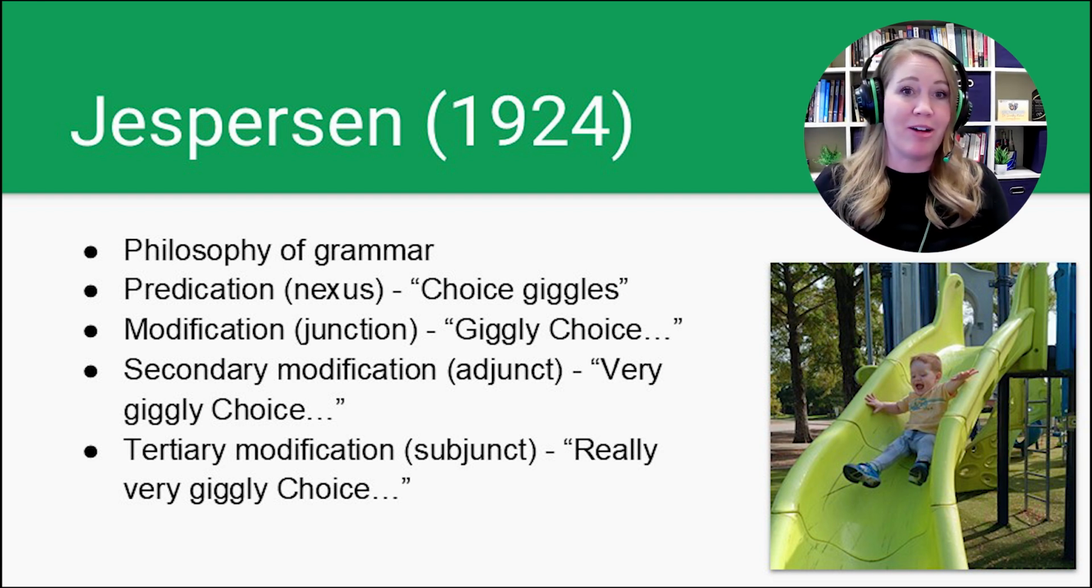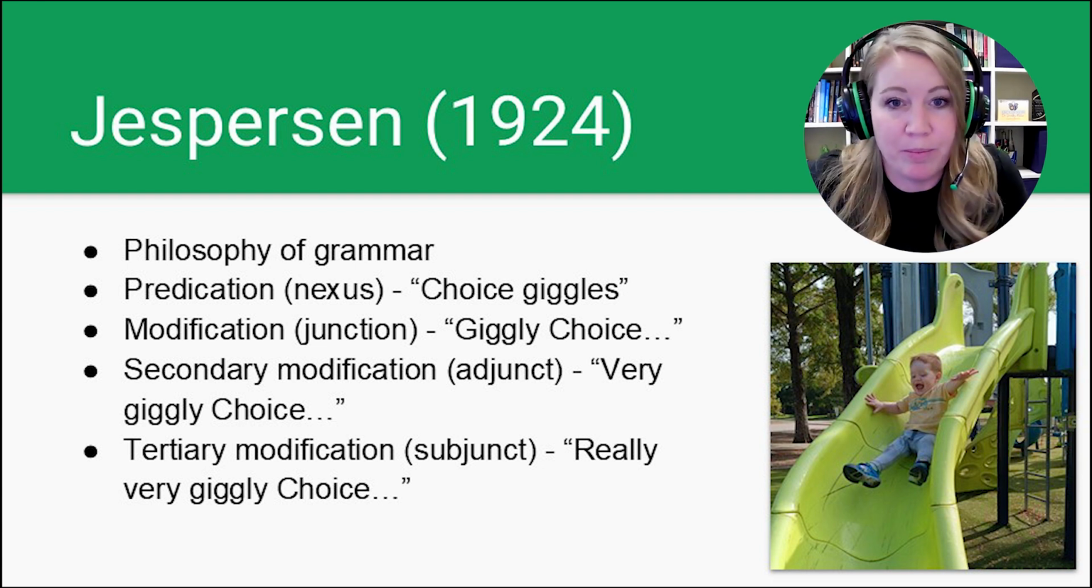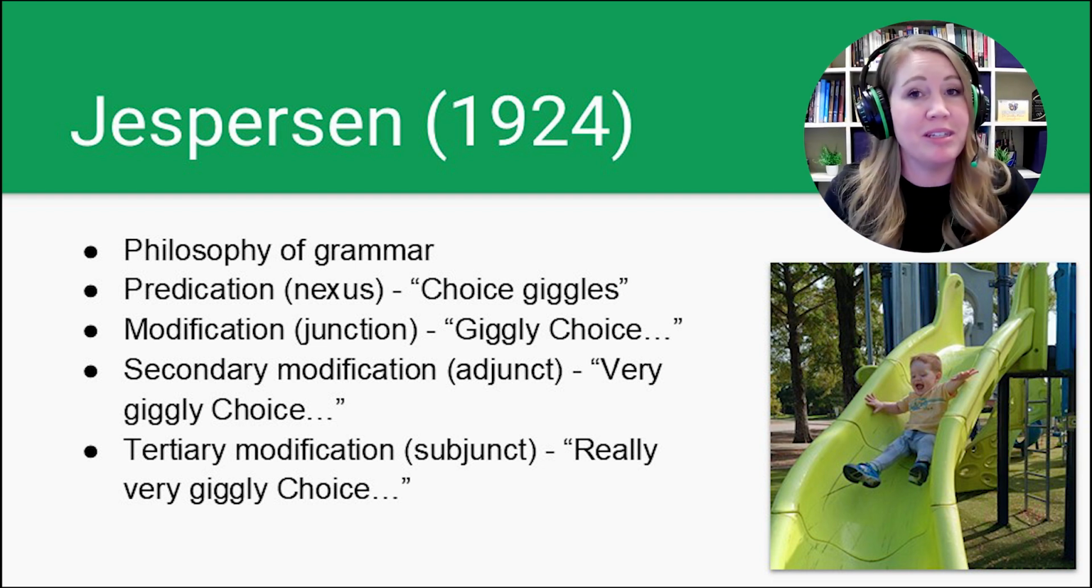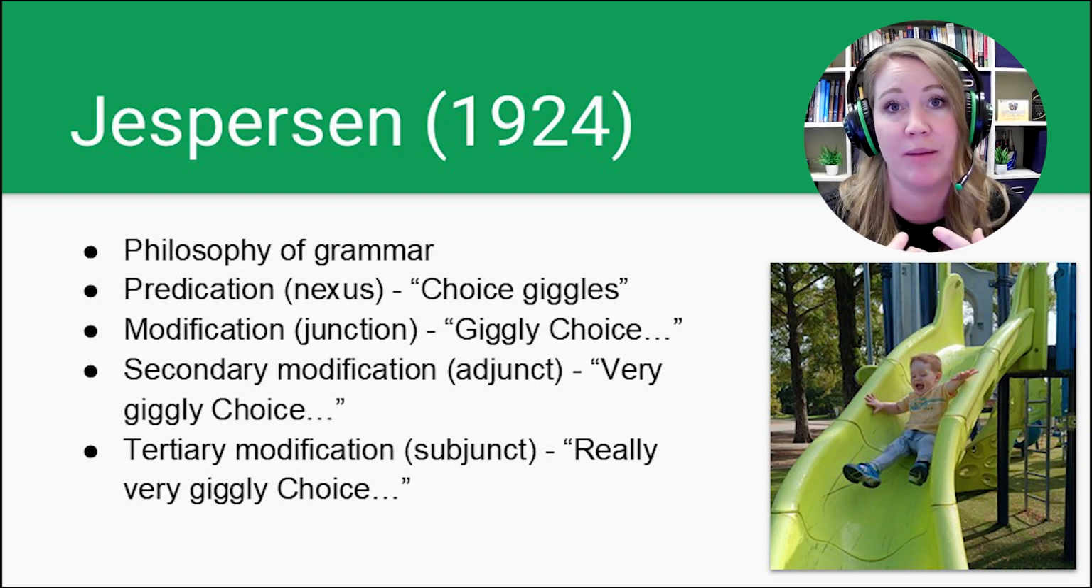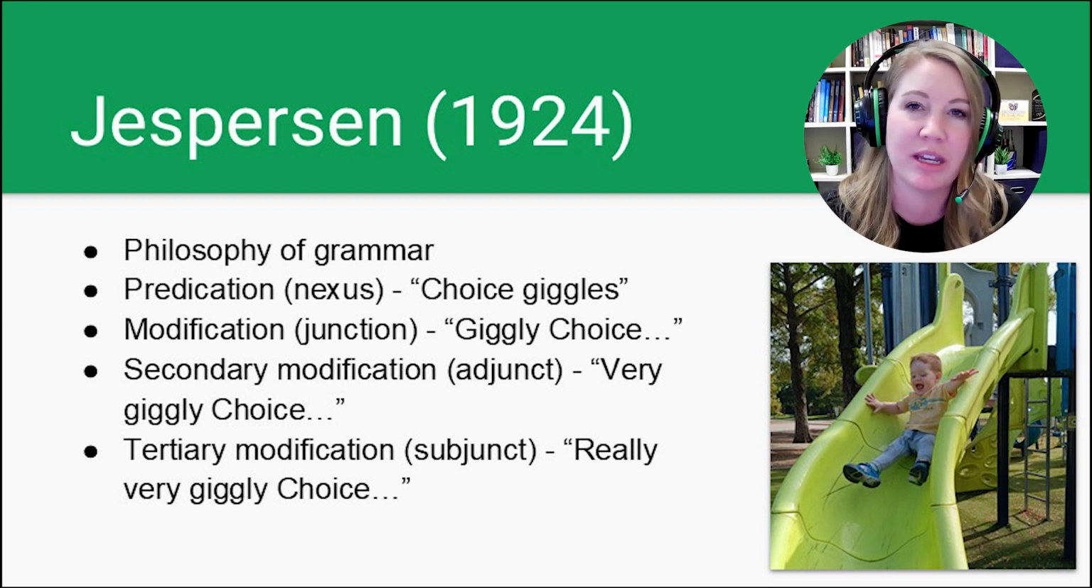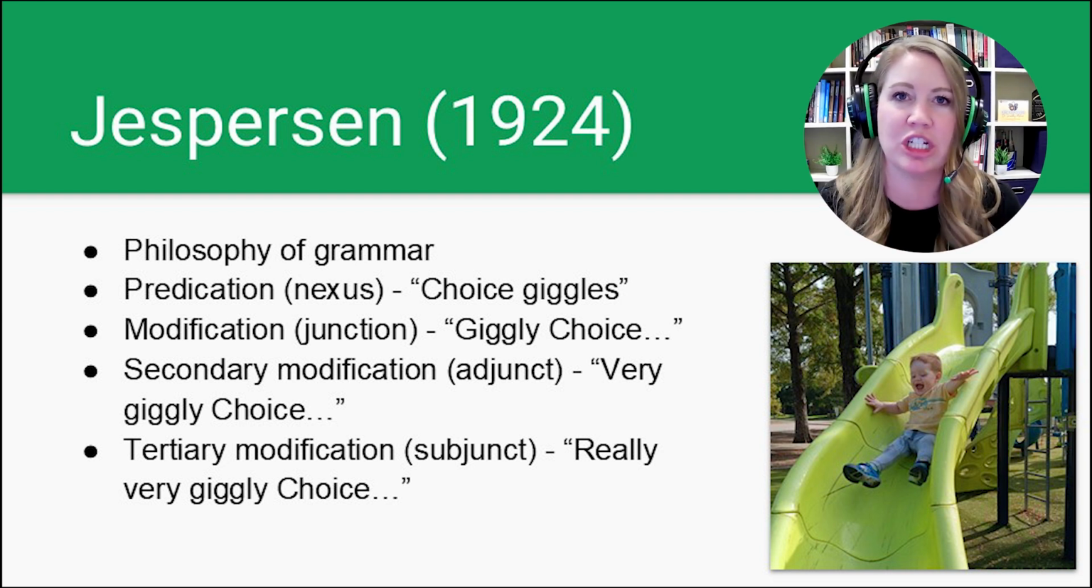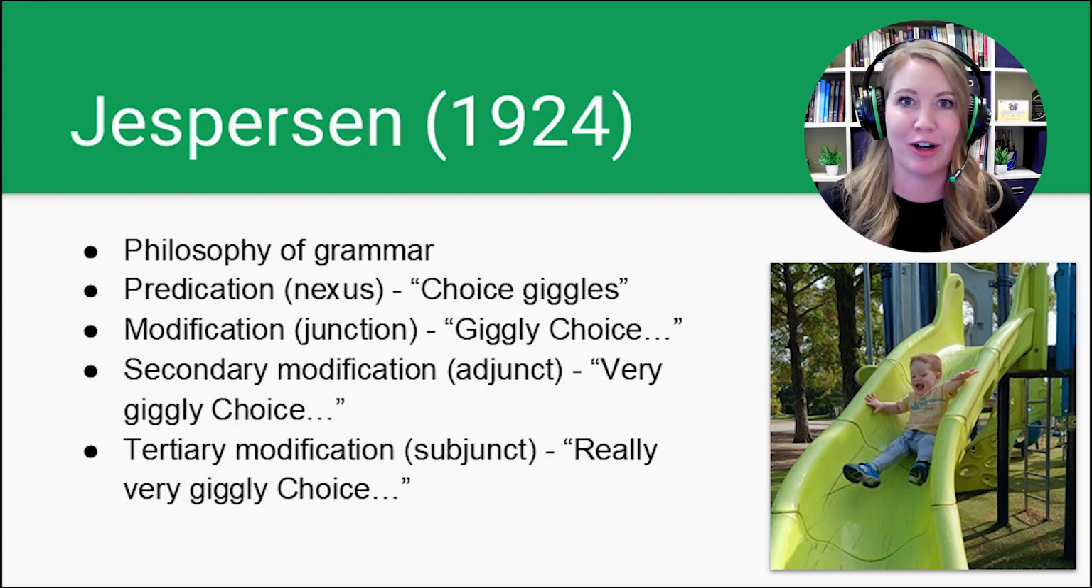So we've got the famous grammarian Jesperson, whom we'll discuss in more detail when we cover the history of grammar in another video. But he introduced a useful distinction in the way we think about sentence structure with this idea of predication and modification. And predication is something you're familiar with. It's the relationship between the subject and the verb, right?